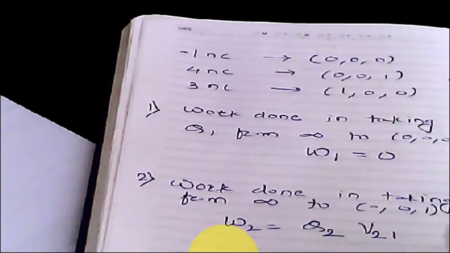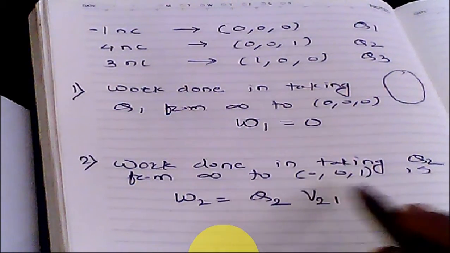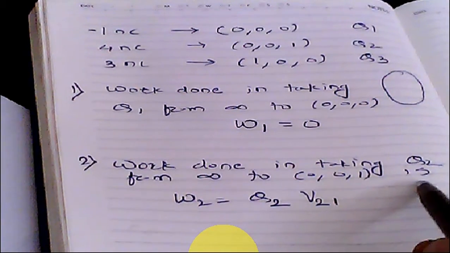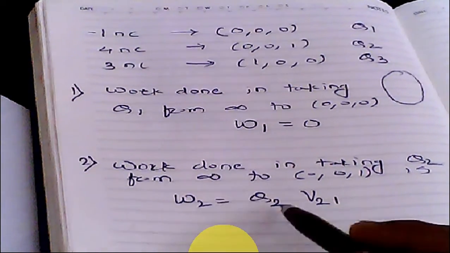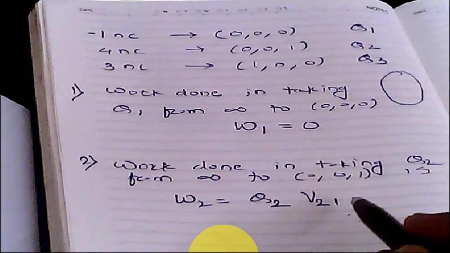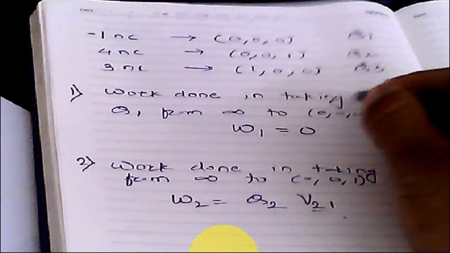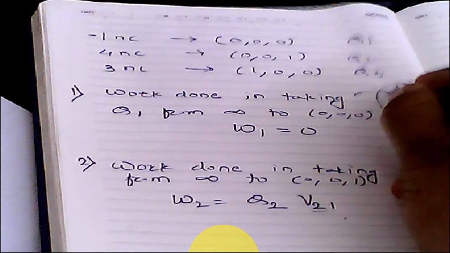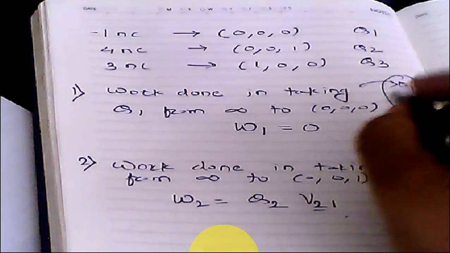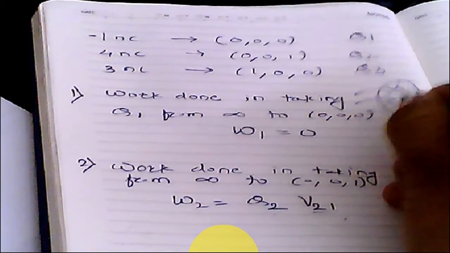Now the work done in taking Q2 from infinity to 0, 0, 1, what is that? W2 is equal to Q2 into V21, that is the potential at 2 due to 1. Initially I have taken that charge from infinity to Q1, so this is Q1, and now I want to take another charge Q2 from infinity to this point.